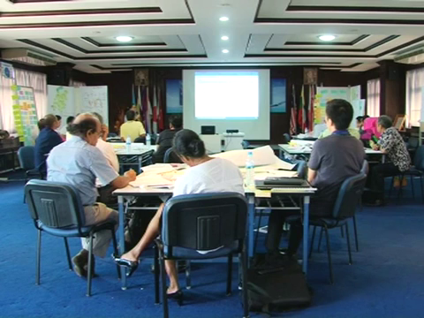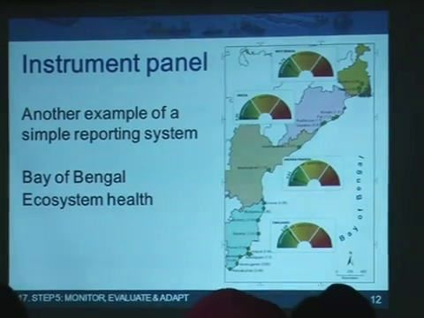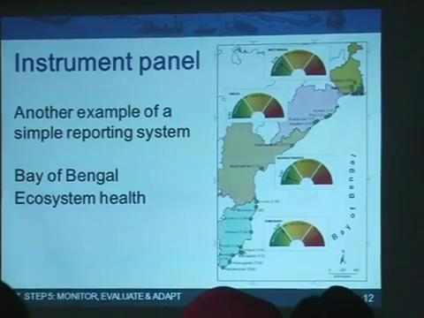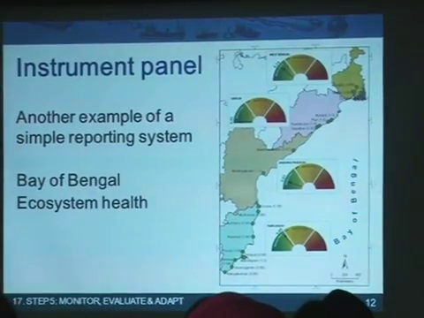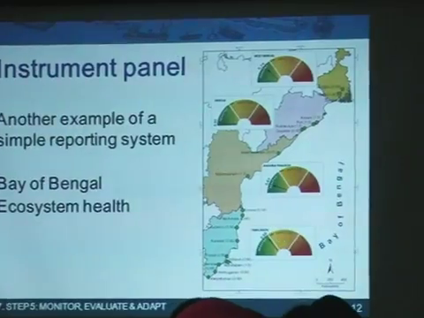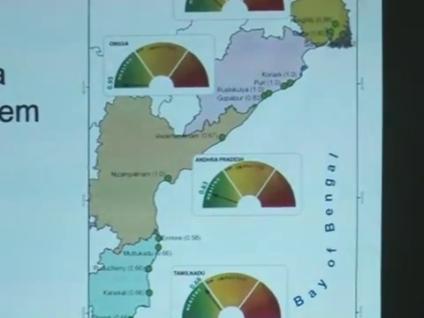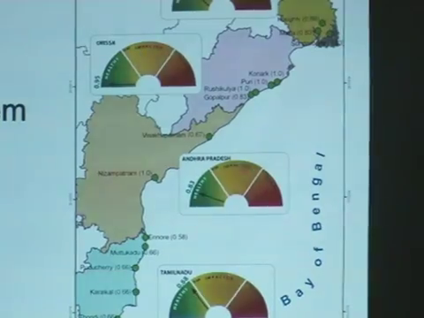And this is an instrument panel. This is in the case of the Bay of Bengal's ecosystem health. This is also another simple reporting system. When everyone looks at this, everyone knows and understands easily. When you see the green colors, you see the golden or the emerald colors, that's when the area of the ecosystem has been impacted. And when you see the last one, it represents that the ecosystem over there has been destroyed.